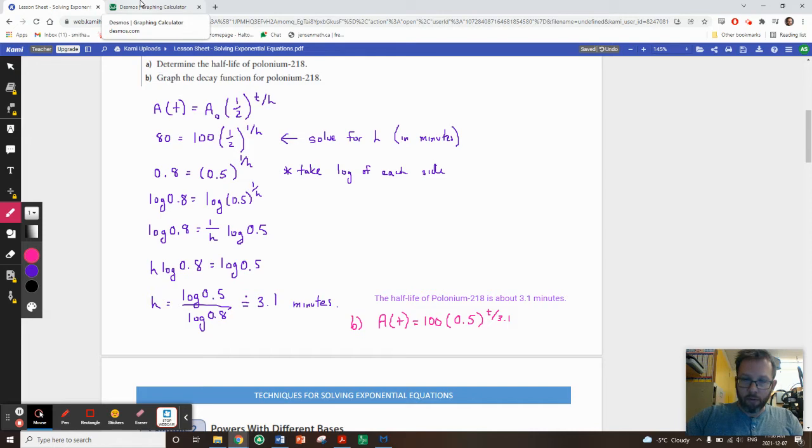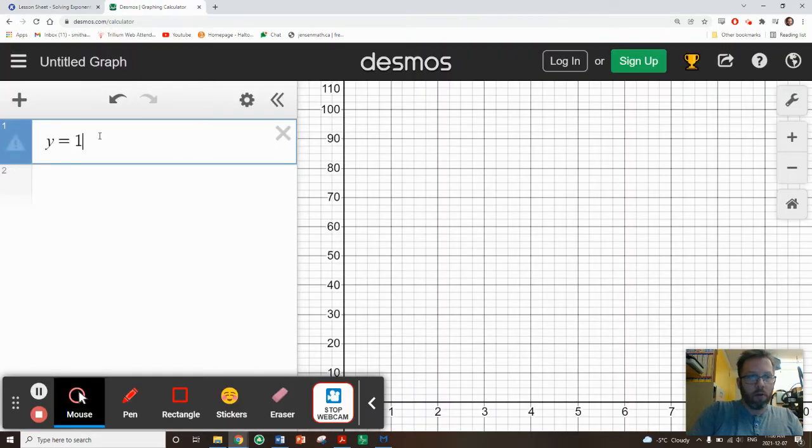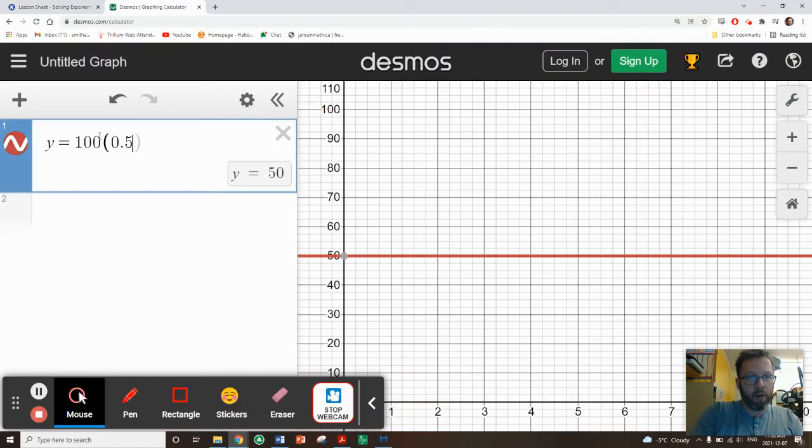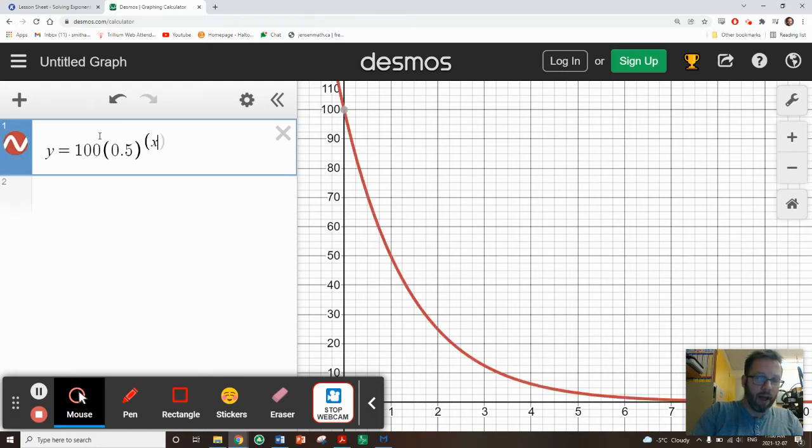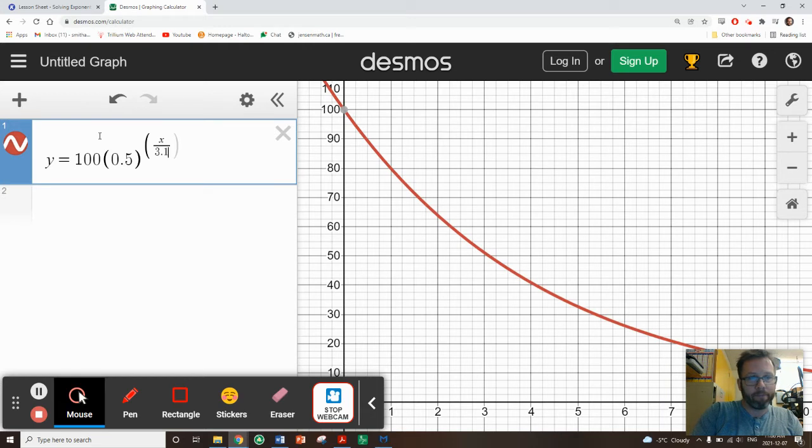So A was 100 times 0.5 in the exponent. I'm going to set up some brackets, and we'll do x divided by 3.1. Pretty good. So let's make sure our graph makes sense here. Our initial value is 100. We start with 100. You can see after 1 minute, the model looks pretty good.